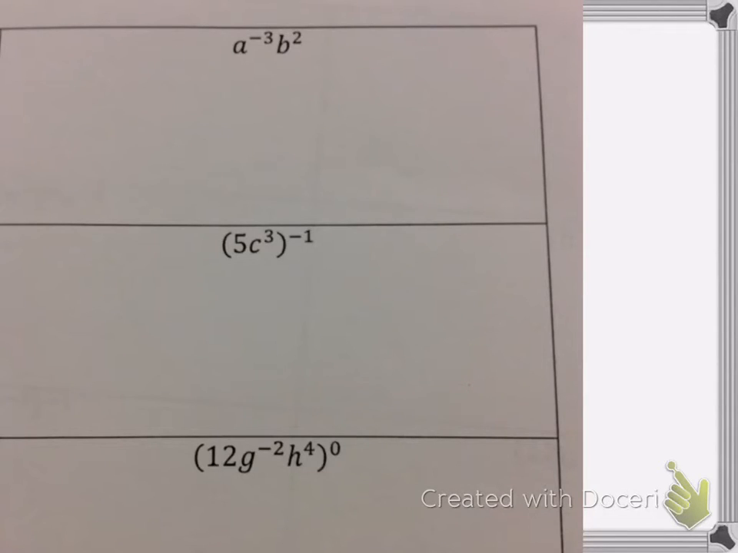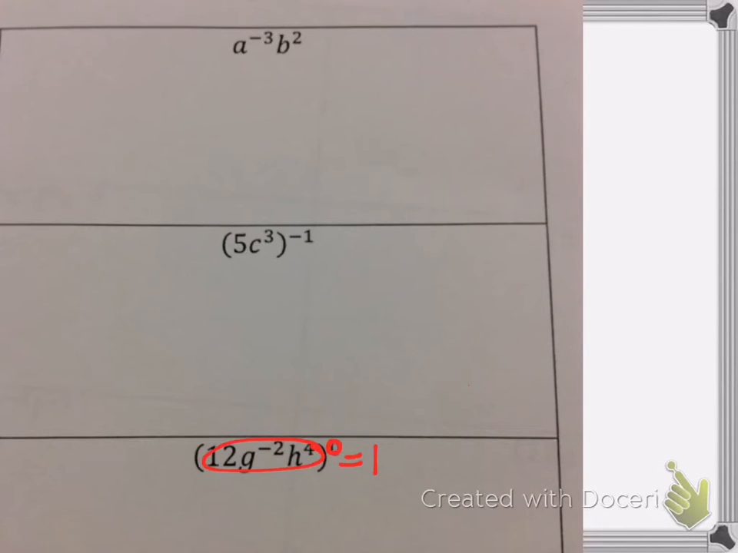Here's another example of the zero power rule. If you notice, we have a whole bunch of junk here raised to the 0 power. Anytime we have anything raised to the 0 power, our answer is always equal to 1.